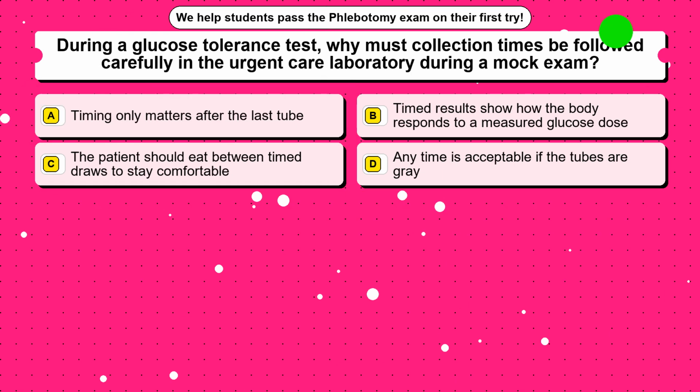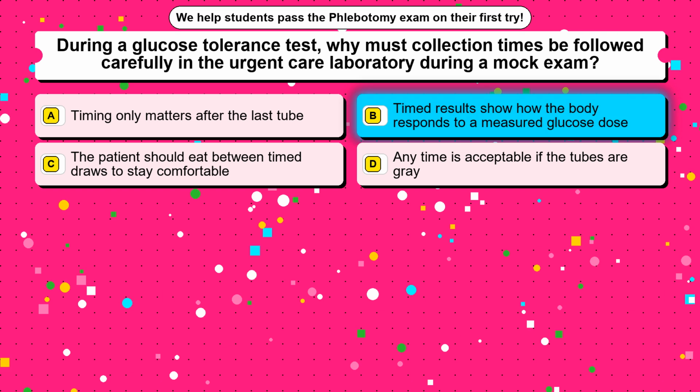Question 54. During a glucose tolerance test, why must collection times be followed carefully in the urgent care laboratory during a mock exam? Option A. Timing only matters after the last tube. Option B. Timed results show how the body responds to a measured glucose dose. Option C. The patient should eat between timed draws to stay comfortable. Option D. Any time is acceptable if the tubes are gray.